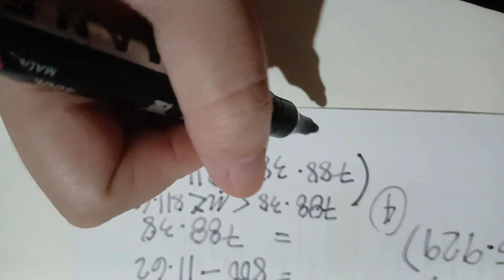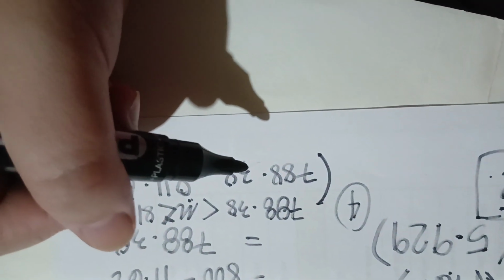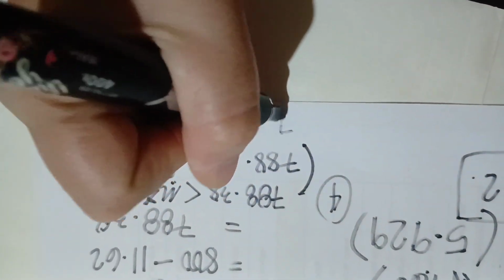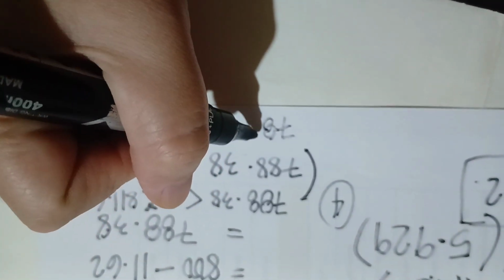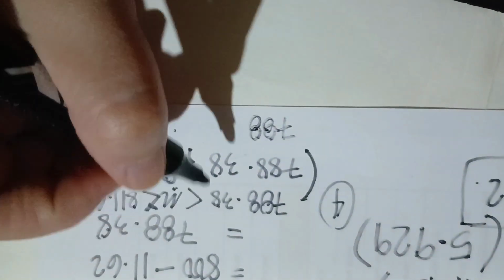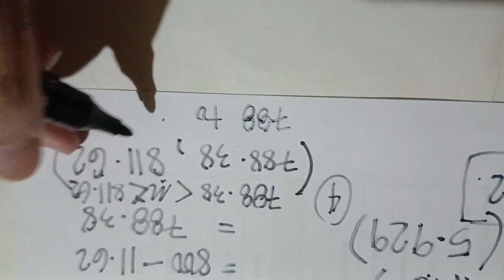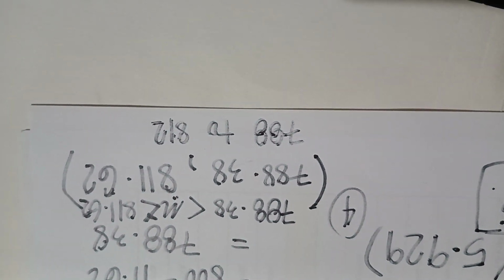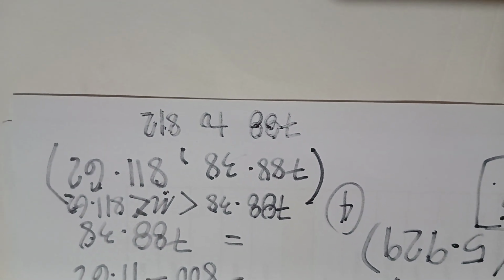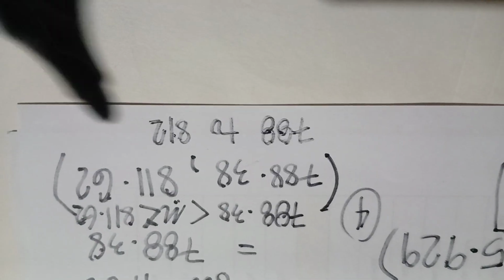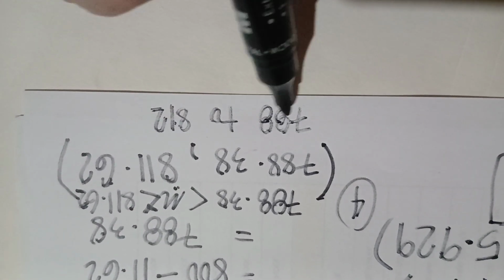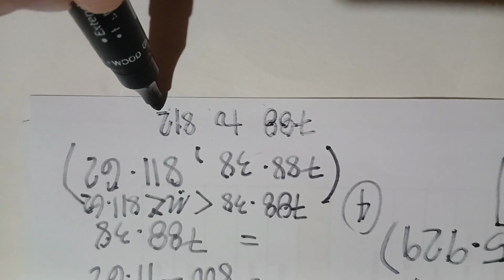When this is rounded off to the nearest peso, we have 788 to 812 pesos. Okay, so the average price of the pair of shoes purchased by the customers lies between 788 and 812 pesos.